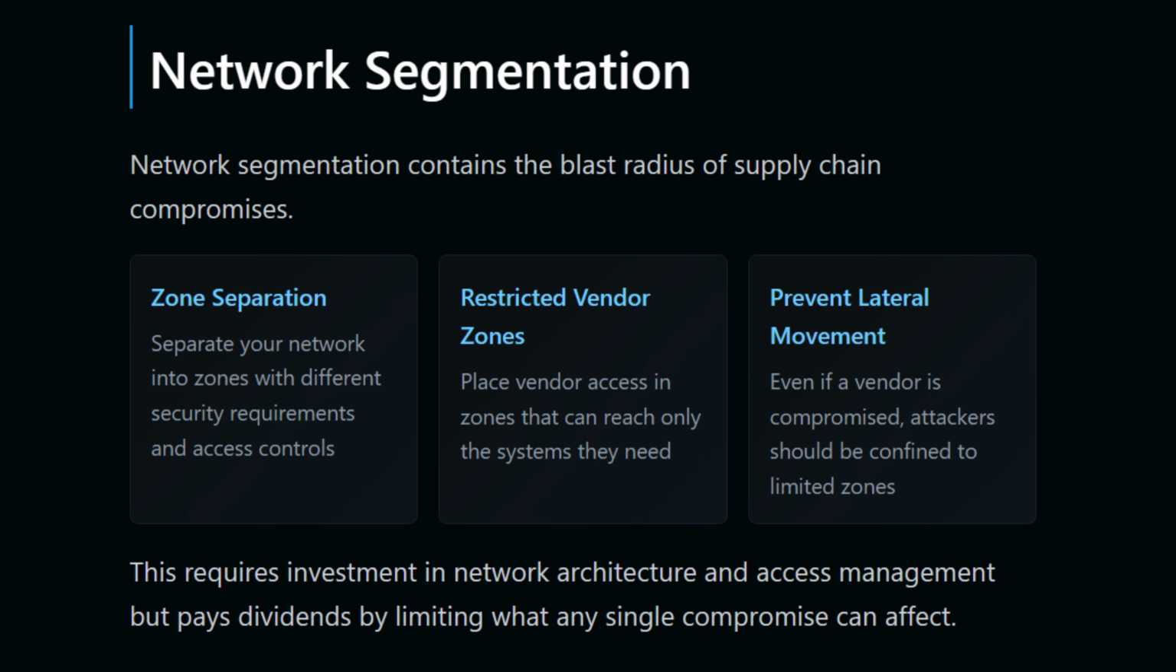Network segmentation contains the blast radius of supply chain compromises. Separate your network into zones with different security requirements and access controls. Place vendor access in restricted VLANs that can reach only the systems the vendor needs to access. Prevent lateral movement from vendor access zones to more sensitive areas. This does require investment in network architecture and access management, but it pays dividends by limiting what any single compromise can affect.